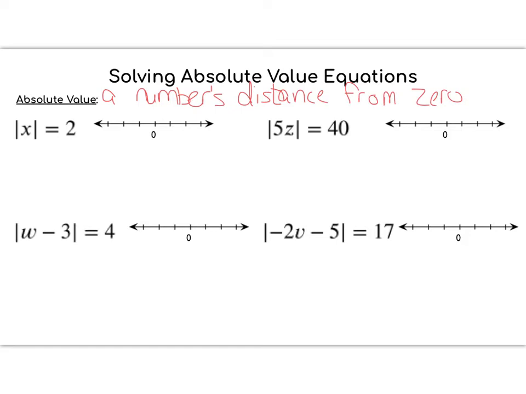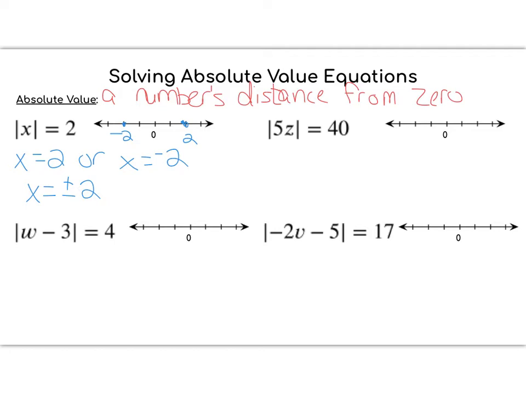Well, if something has an absolute value of 2, what can it be? Well, 2 has an absolute value of 2, right? And negative 2 has an absolute value of 2. So x can be 2 or x can be negative 2. So we can leave our answer like that, x equals 2 or x equals negative 2. Since it's the same number with different signs, we could say x is plus or minus 2.